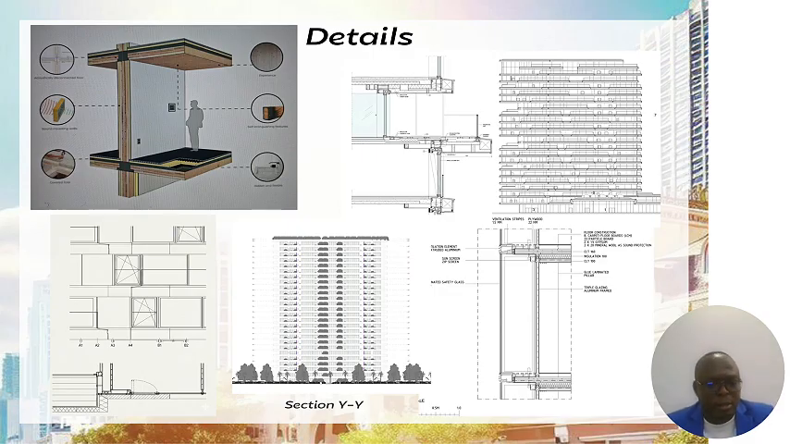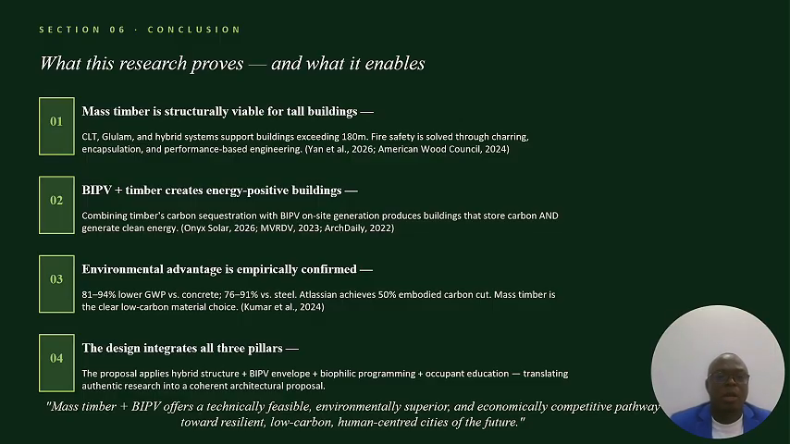These are my detailing. From detailing how it shows the cross laminated board, how I cut the section on the cotton wall, section YY, from the ground floor, generate my areas. On the conclusion part, this proves what it enables. Mass timber is structurally viable for buildings.